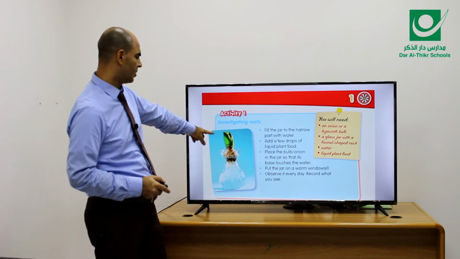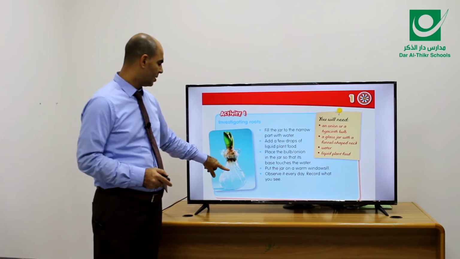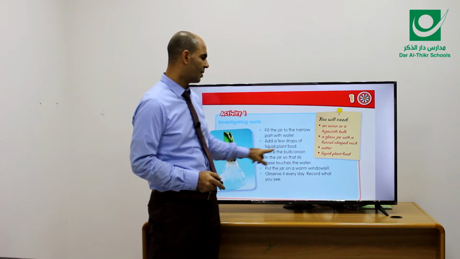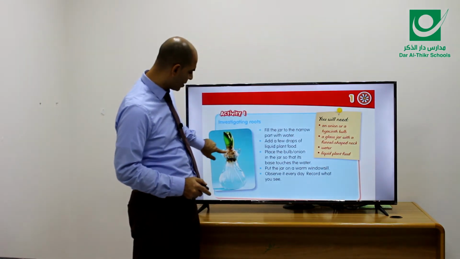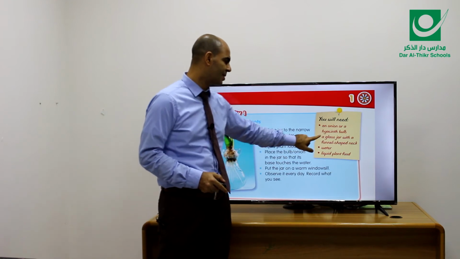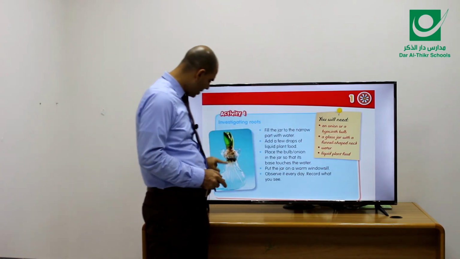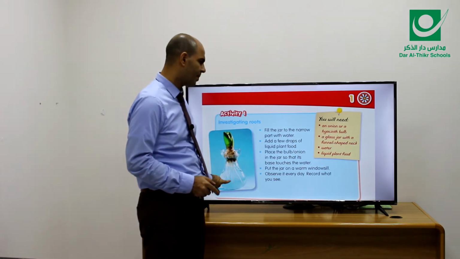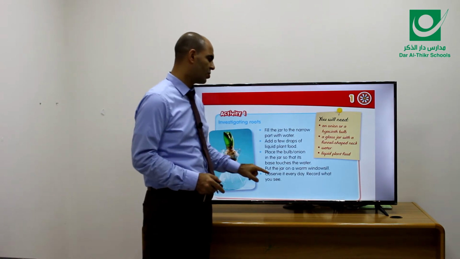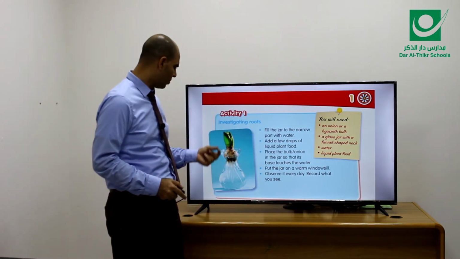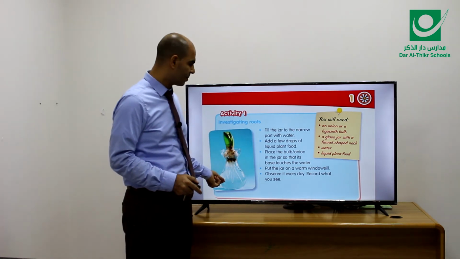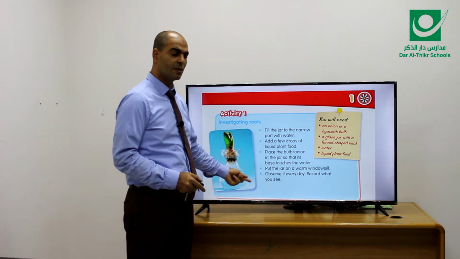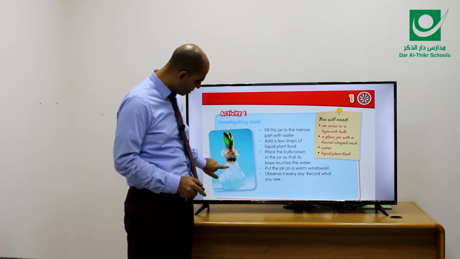Okay, look at this activity. What can you see here? Here you can find an onion like this, a glass jar, a container out of glass with a funnel-shaped neck, some water inside the jar, and liquid plant food. We need some food for the plant. We will investigate the roots. After we do this experiment, we will investigate this part, the roots.